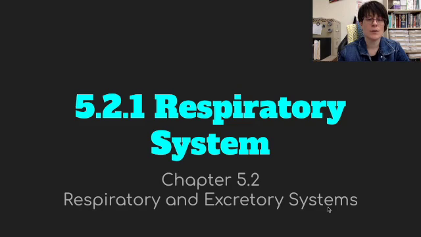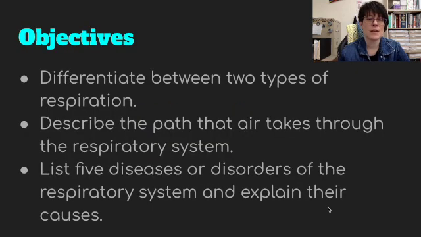The first thing we're going to talk about from chapter 5.2 is section 5.2.1 on the respiratory system. So our objectives today will be to differentiate between two types of respiration, describe the path that air takes through the respiratory system, and list 5 diseases or disorders of the respiratory system and explain their causes.